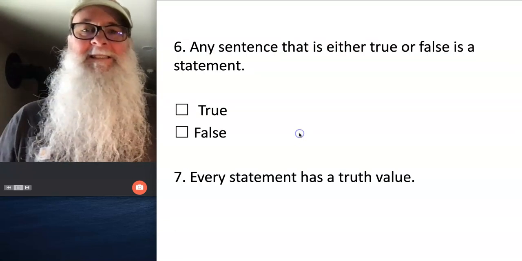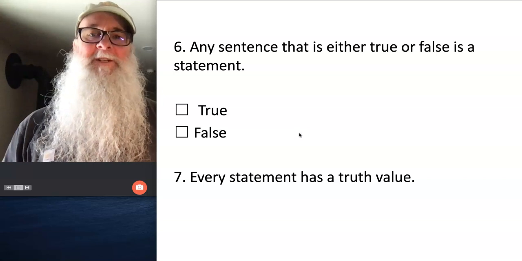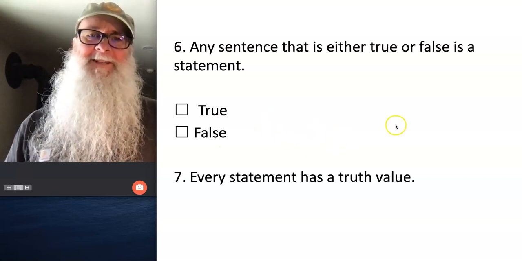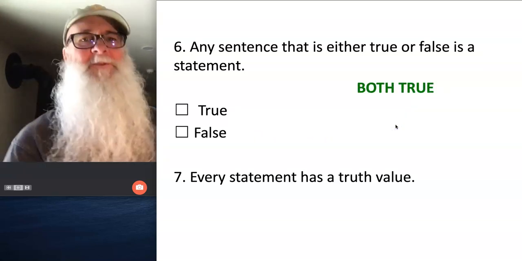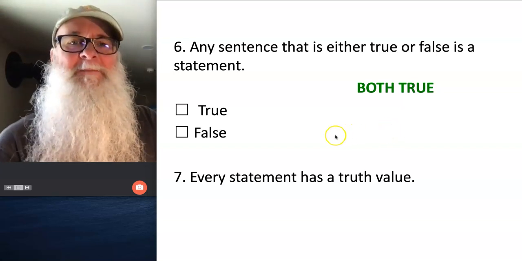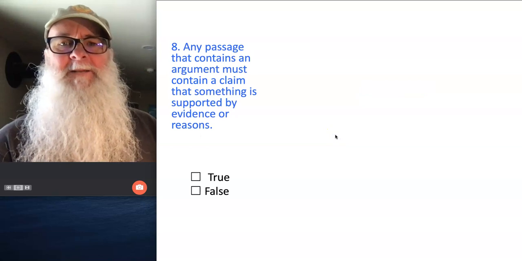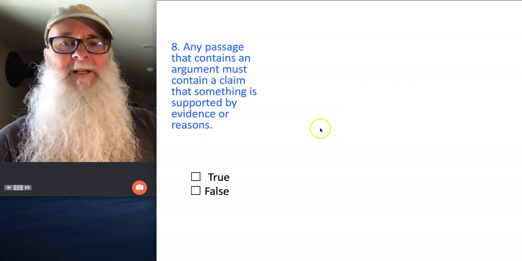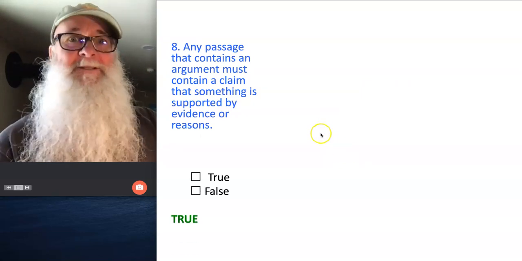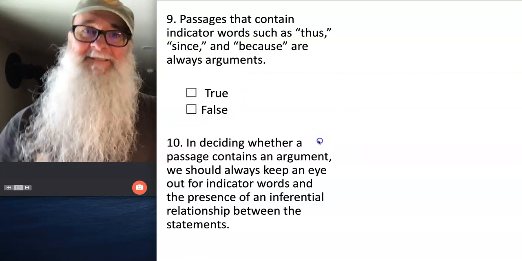Okay? Number 6, any sentence that is either true or false is a statement. Every statement has a truth value. I know you said that those are both true. Of course you did. It's the very first thing we talked about in our week's lectures. Number 8, any passage that contains an argument must contain a claim that something is supported by evidence or reasons. Yes, absolutely. That's what an argument is.